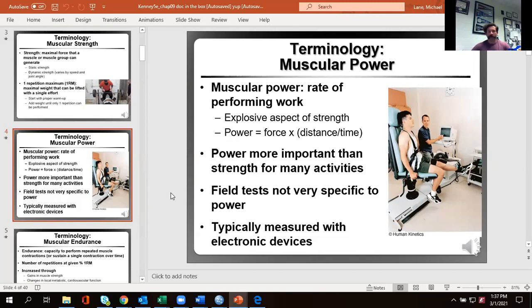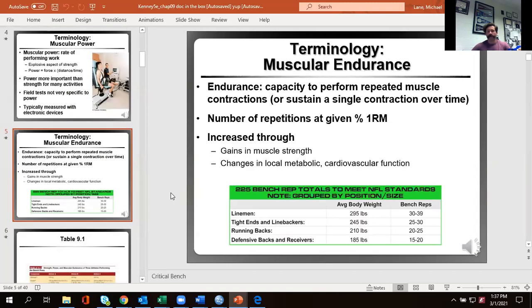So now muscular endurance is our ability to perform a number of contractions or maintain a contraction over a long period of time. So repeated contractions, now we're talking about repetition tests: push-ups, sit-ups, pull-ups, 225-pound bench press, hence why we have the numbers down here. Or then we have things like our ability to sustain a single contraction. That can be something like a plank hold.